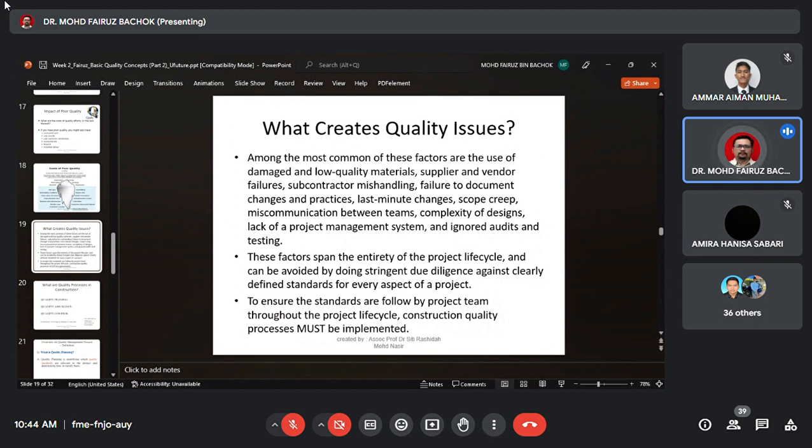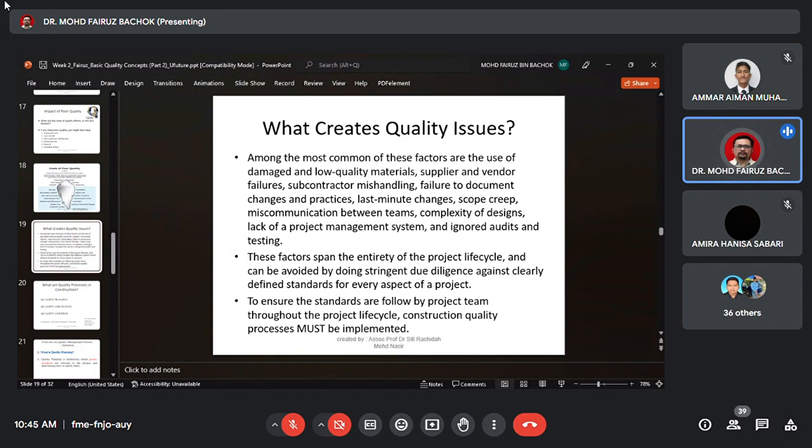Subcontractor mishandling. You choose an incompetent subcontractor. Failure to document changes and practice. Not a right practice, okay. Documenting last-minute changes, scope creep, miscommunication between teams. Okay, so there are many teams working on the same construction site, and each head of the site unit must make sure that they have followed what has been instructed.